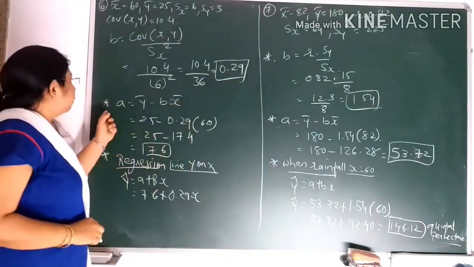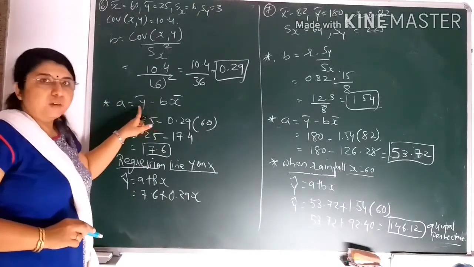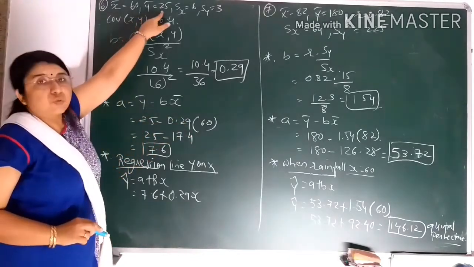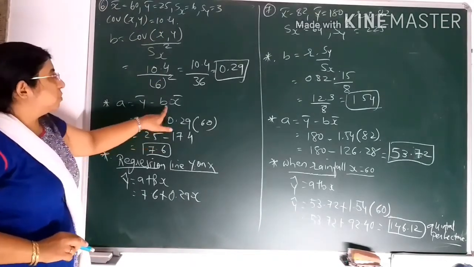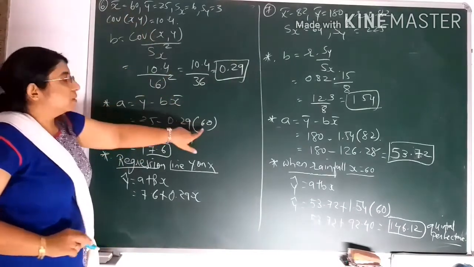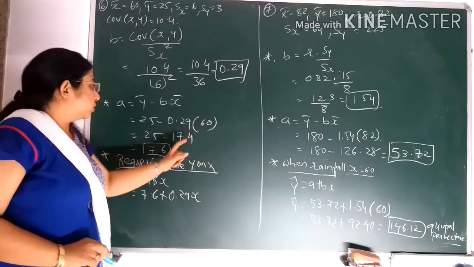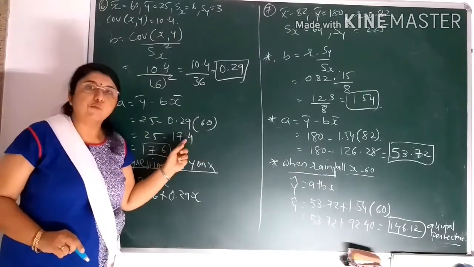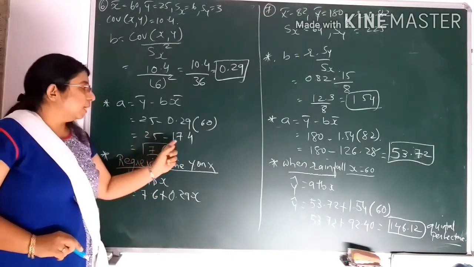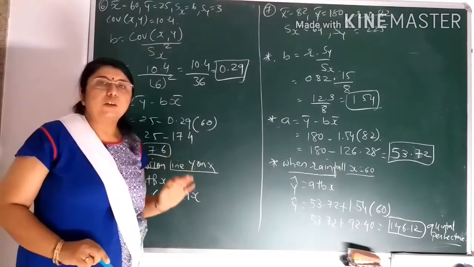Now, after finding the value of b, we have to find the value of a. We know the formula for a is y bar minus b x bar. The y bar value has already been given in the question, that is 25. So 25 minus the b value that you have found, that is 0.29, and x bar is already given, that is 60, so multiply by 60. Now 0.29 into 60 comes to 17.4. 17.4 we subtract from 25. So 25 minus 17.4 comes to 7.6. So that is the value of a.